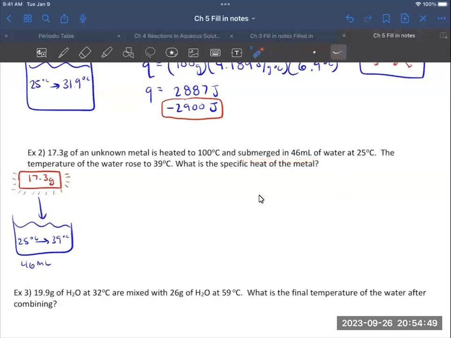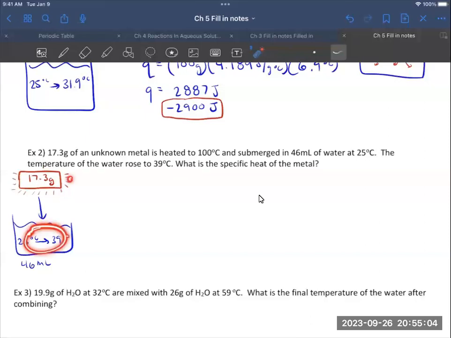And then we want to know what the specific heat of the metal is. Okay, now here comes some concepts, guys. I want you guys to understand that when this hot metal hits the water, the metal is going to be giving heat to the water. Does that make sense? Right?